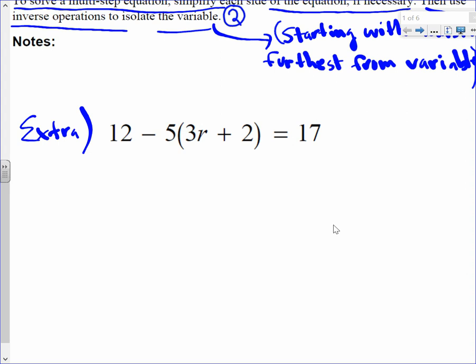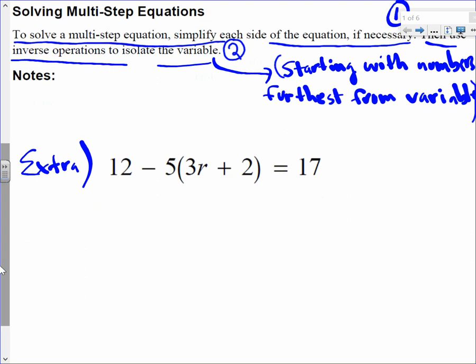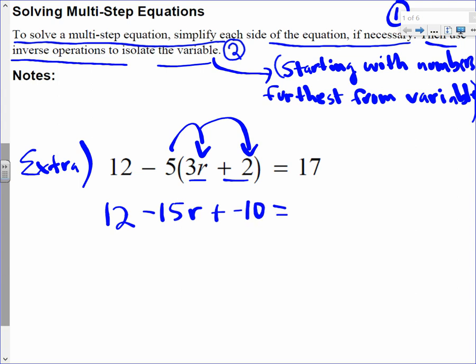All right, step 1. Let's see what step 1 says. To solve a multi-step equation, simplify each side of the equation if necessary. Okay, we have some simplifying to do. There are parentheses, and these are not like terms, so we have to distribute like we practiced last week. So here we go. We got 12, -5 times positive 3 is going to be a -15r. Mr. Bowden did this for warm-up, by the way, a problem just like this. -5 times 2 is going to be a -10 equals 17.